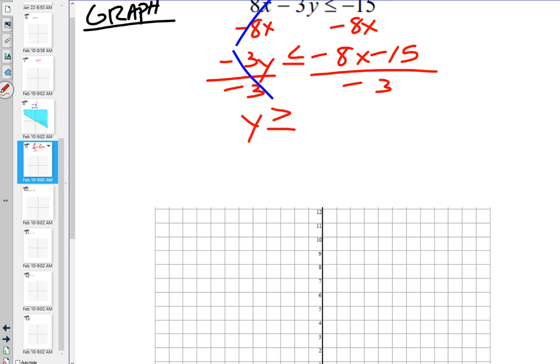Negative 8 cannot be divided by negative 3, but the negatives do cancel, so I would get positive 8 over 3, put the x off to the side. What's negative 15 divided by negative 3, Harry? Negative 15 divided by negative 3 is positive 5. It's just positive 5.